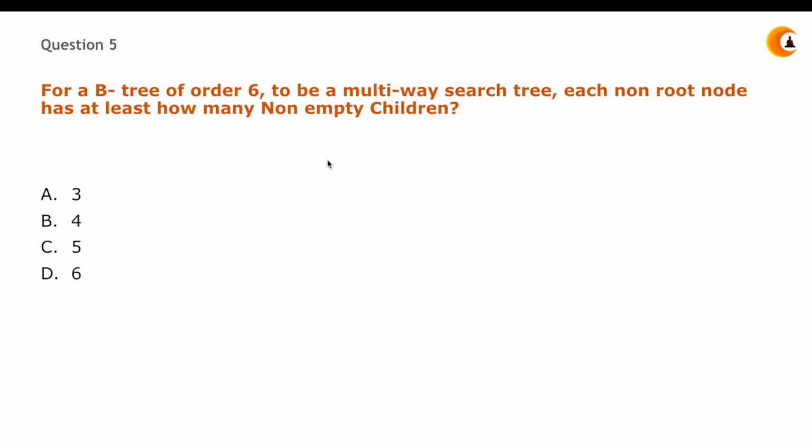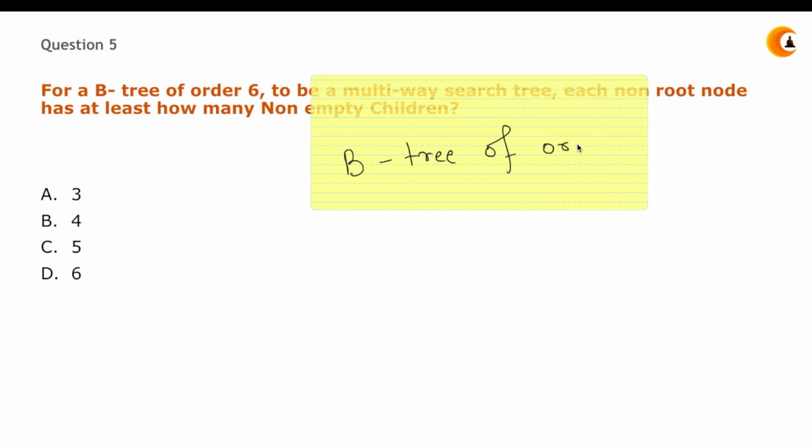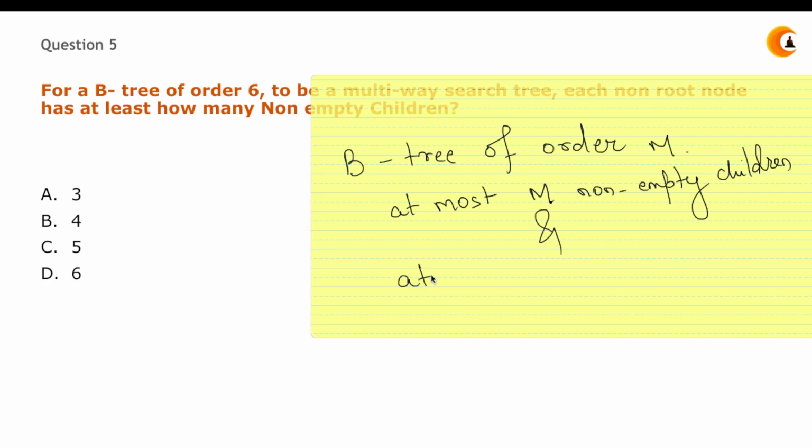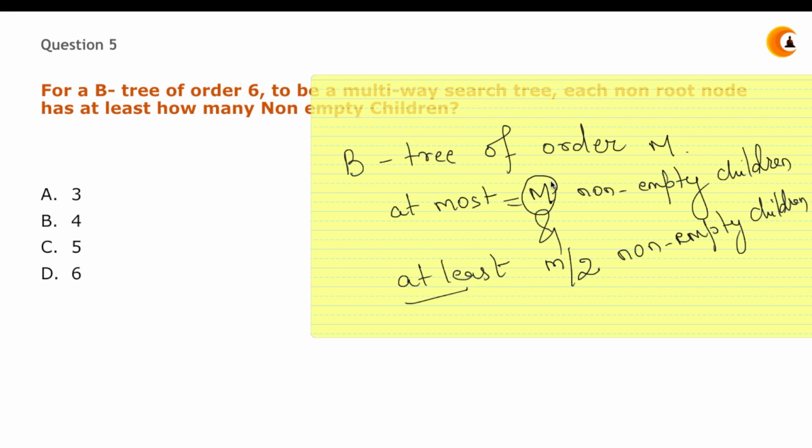There is a very simple formula. A B tree of order M has at most M non-empty children and at least M by 2 non-empty children. So this is the formula. For at most, it is straightaway that number, and for at least, it is half that number.